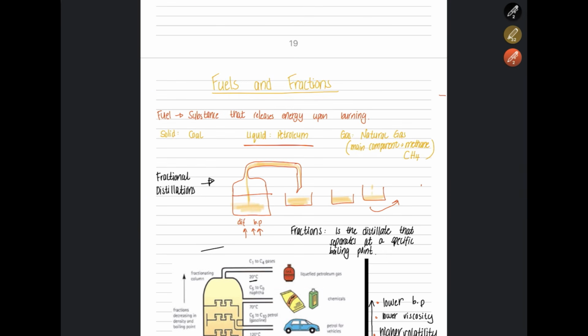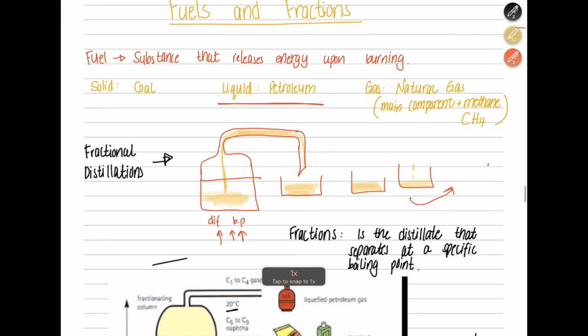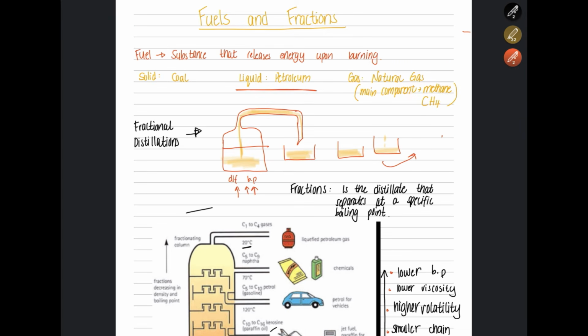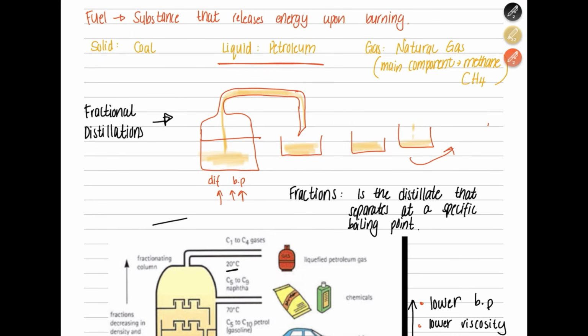Moving on, let's consider fuels and fractions. Remember, a fuel is a substance that releases energy upon burning. Solid is coal, liquid is petroleum, and gas is natural gas, whose main component is methane gas. Fractional distillation occurs when you have a mixture of liquids that have different boiling points.